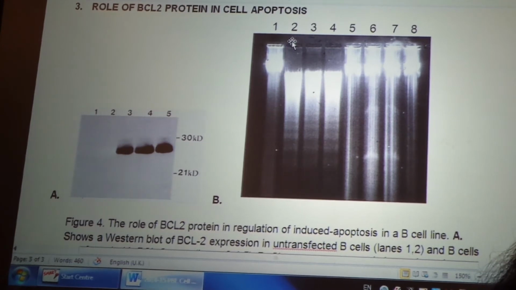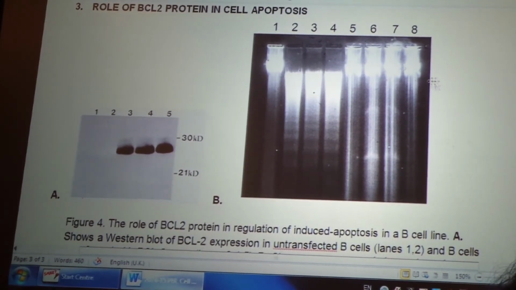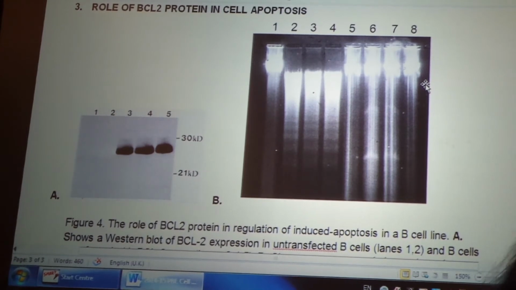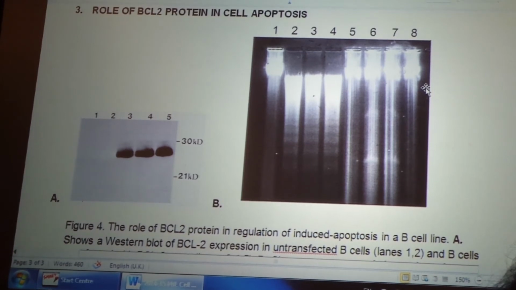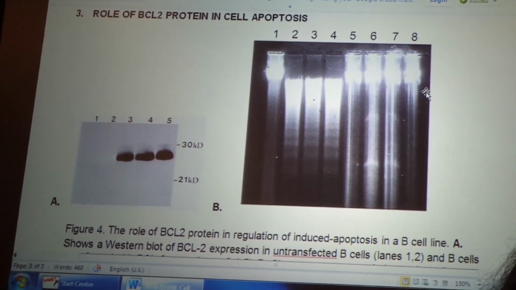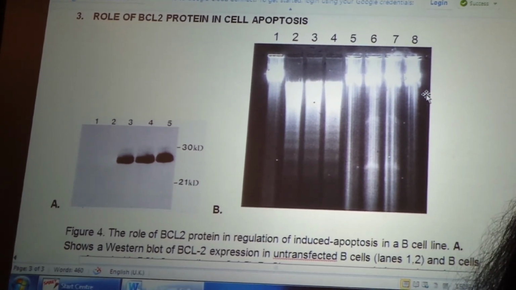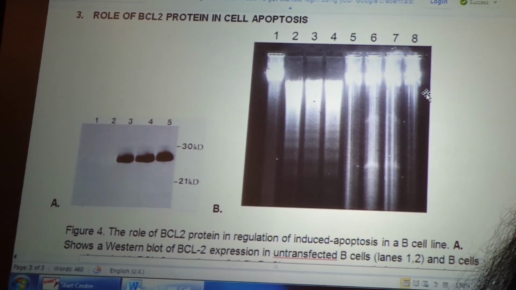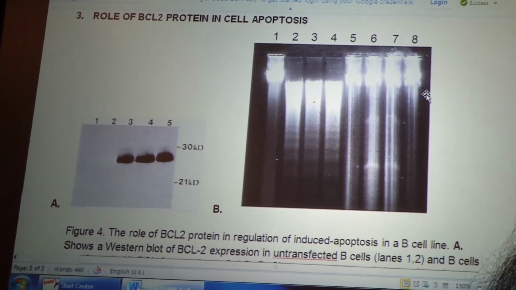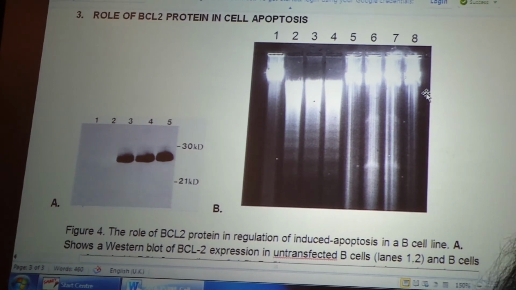So all cells, 2, 3, 4, 5, 6, 7 and 8, have been treated with an agent that induces apoptosis. The same agent, the same concentration. But the difference is that in lanes 2, 3 and 4, the cells have very low levels of BCL2, and in lanes 5, 6, 7 and 8, they have very high levels of BCL2. What do the results show? Yeah, more BCL2 in the cells, it's more resistant to apoptosis. So the more BCL2 in the cells, the less likely they are to undergo apoptosis.